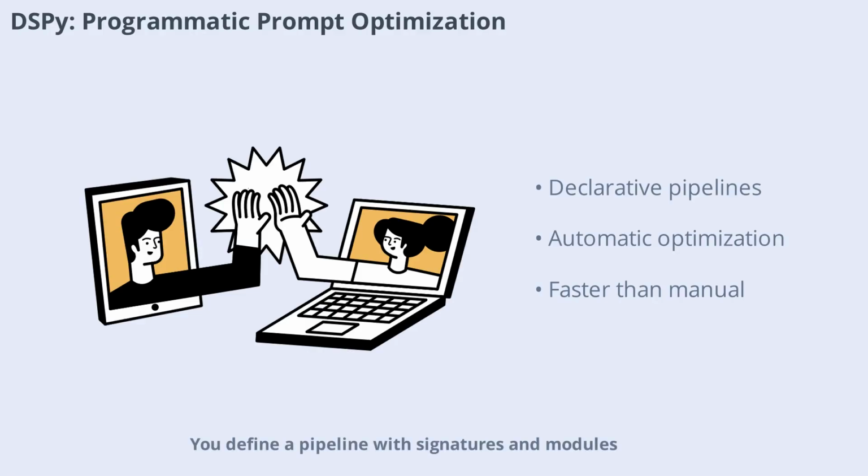DSPy revolutionizes prompt engineering by replacing manual tweaks with declarative programming. You define a pipeline with signatures and modules, and DSPy compiles and optimizes prompts automatically. It selects the best few-shot examples based on your target metric, much like a software compiler. For example, instead of manually testing dozens of prompt variations, an engineer can use DSPy to automate the process and outperform handwritten prompts in hours.